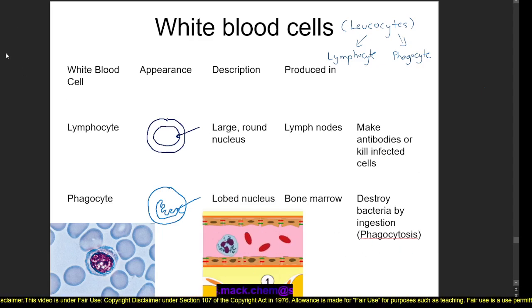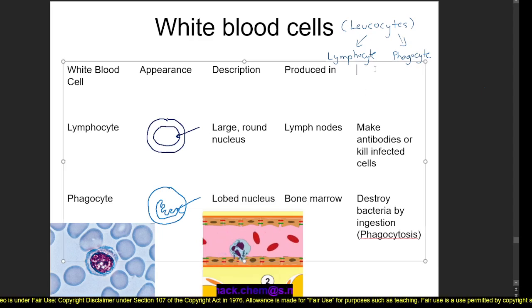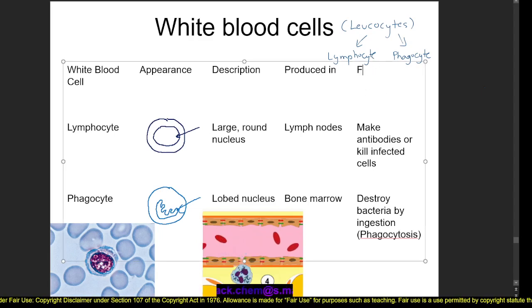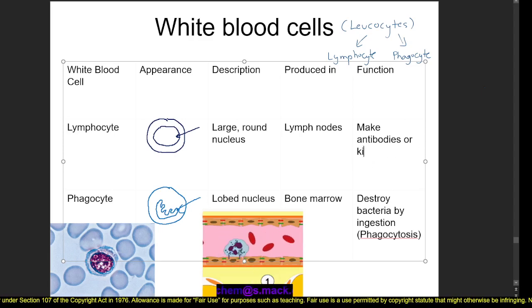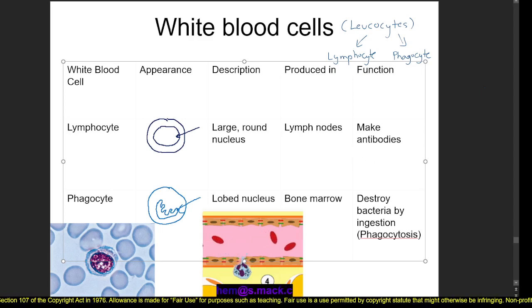I'm going to look at the function of our two types of white blood cells. And I'm going to simply state that lymphocytes are used to make antibodies. Right? Lymphocytes make antibodies. And of course, the function of these antibodies would be to defend your body against disease.